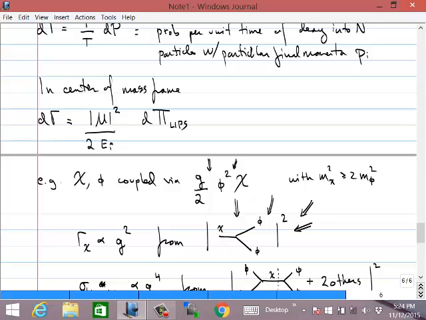This is something that we will study in great detail. So for example, what it means, roughly speaking, is that every time you think you have a phi particle, it's surrounded by a quantum mechanical cloud of chi particles, which change the mass slightly.